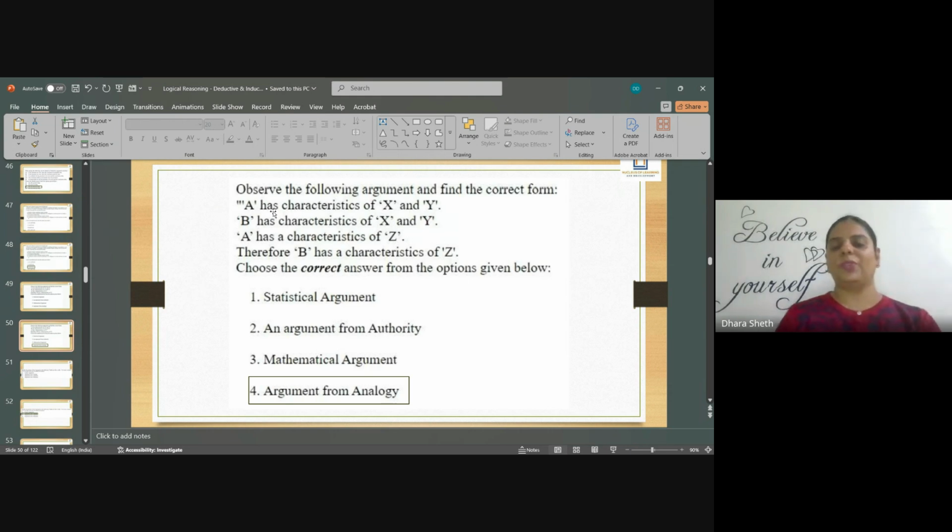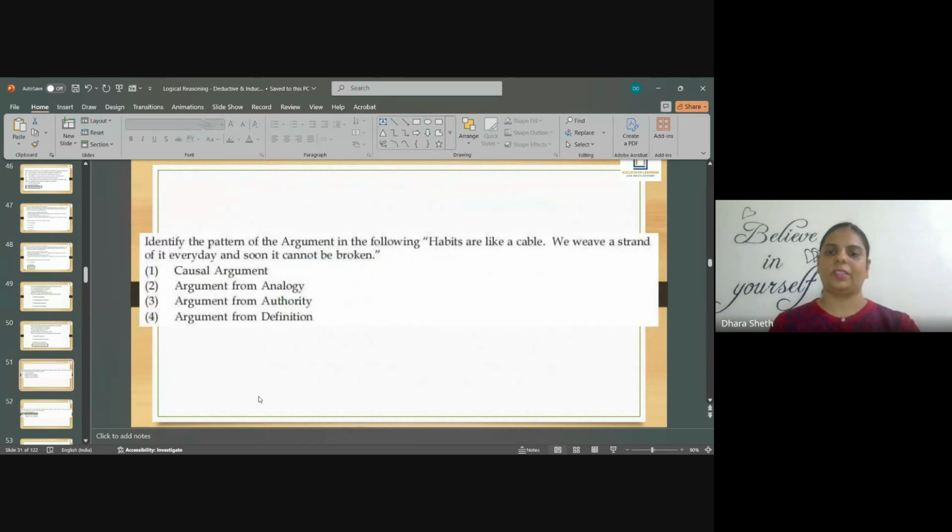See, you can look at this statement as A equals XY, B equals XY, A equals Z, therefore B equals Z. It's an analogy. Identify the pattern of the argument in the following. Habits are like a cable. We weave a strand of it every day, and soon it cannot be broken. Causal argument, argument from analogy, argument from authority, argument from definition.